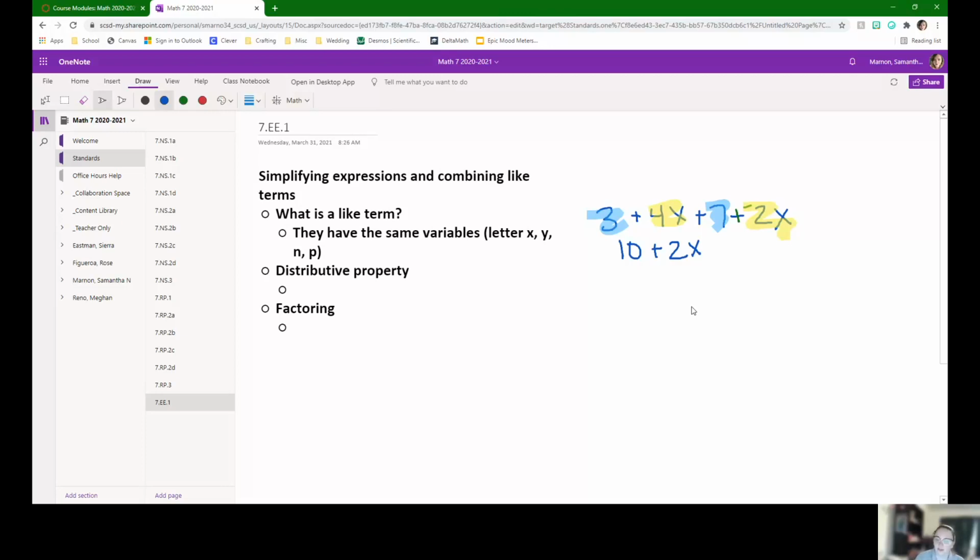So when we're adding, we're just making sure we're adding the coefficients, the number in front, and we can only combine them if they have the same letter. I can't combine this 10 plus this 2x.